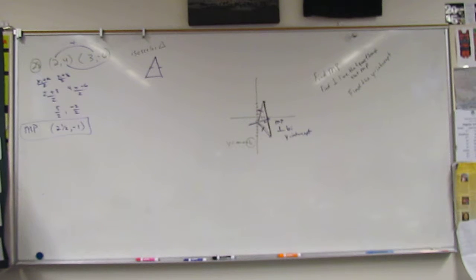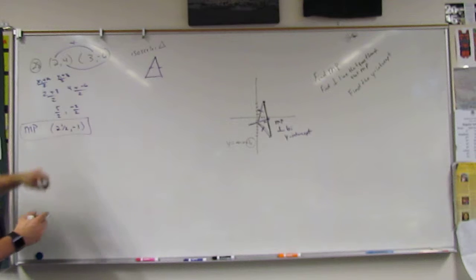Oh, shoot. Don't I have to find the line first? I have to find this slope. Then I have to find the perpendicular slope, right? Yeah. All right, so how do I find this slope?